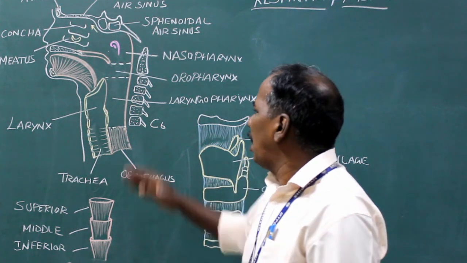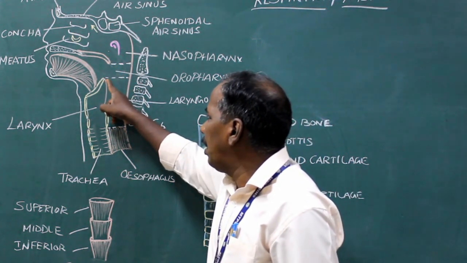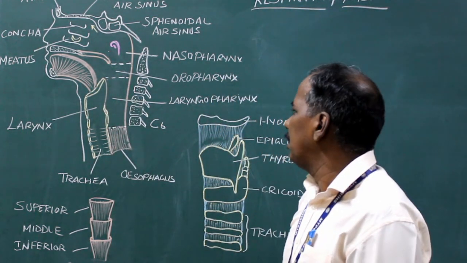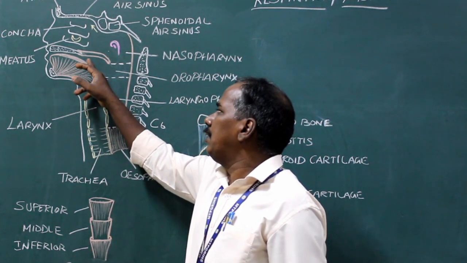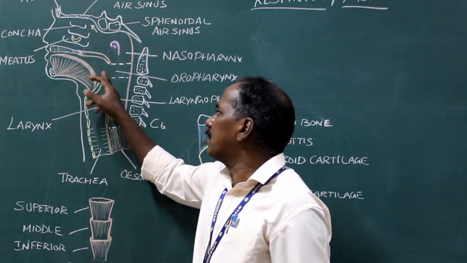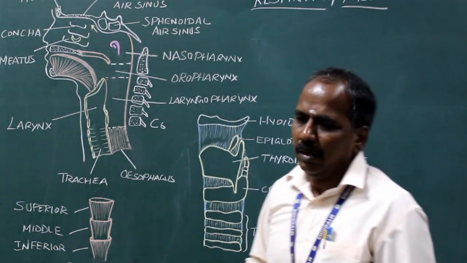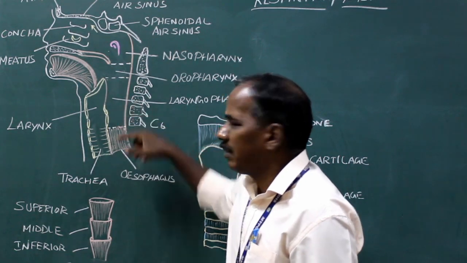Oropharynx. Oropharynx extends from the lower end of the soft palate to the upper end of the epiglottis. This is the epiglottis, upper end of the epiglottis. Anteriorly, it communicates with the oral cavity through the oropharyngeal isthmus. This gap is known as oropharyngeal isthmus. Inferiorly, it communicates with the laryngopharynx.